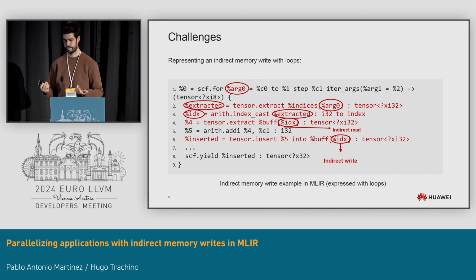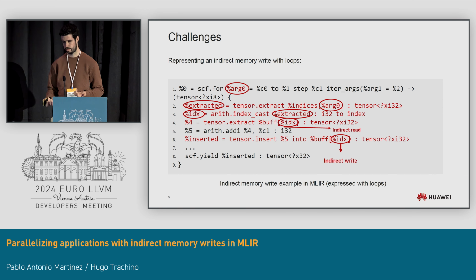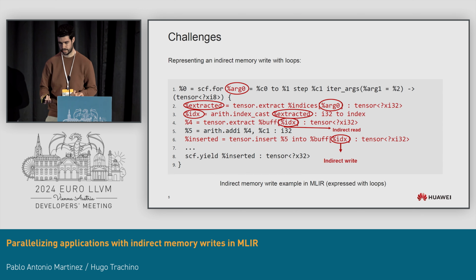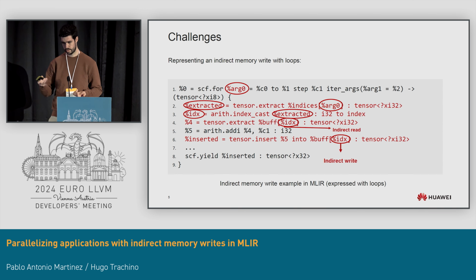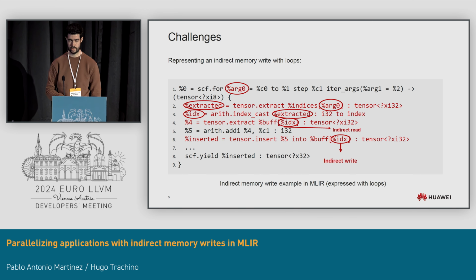So here we have an example of how we can express this with loops. This is an indirect memory write application. We have arg0 with the indices that we are going to loop over. In extracted, we extract the index from the indices. Then in line 3, we use that index to cast into the index data type. And then we finally access the buffer, which is buff in line 4. In this example, we're adding 1 to each of the elements inside the buffer.